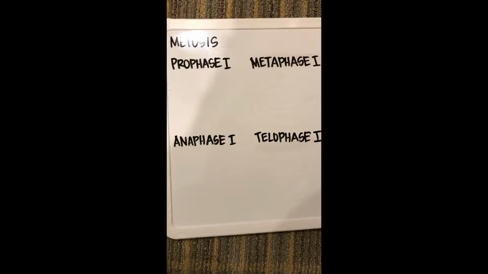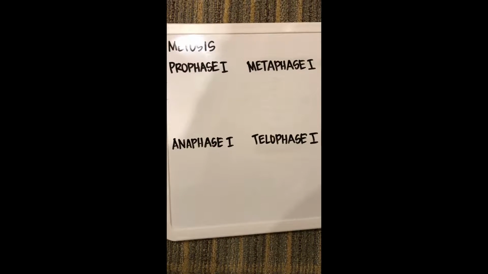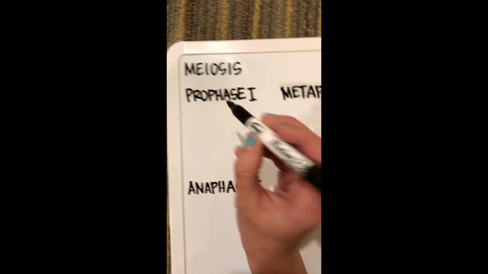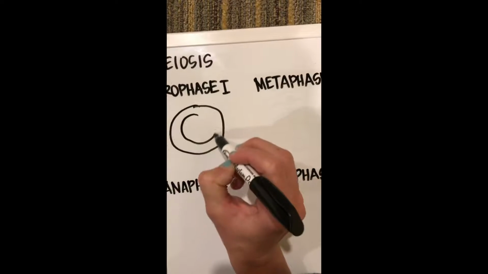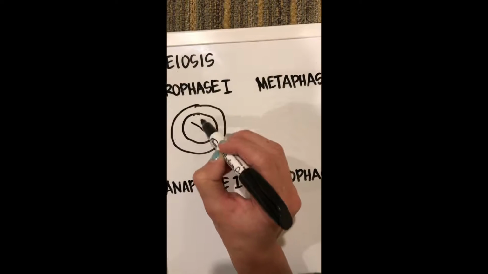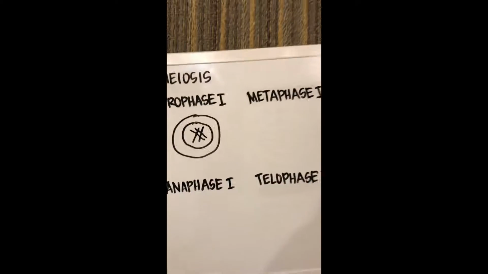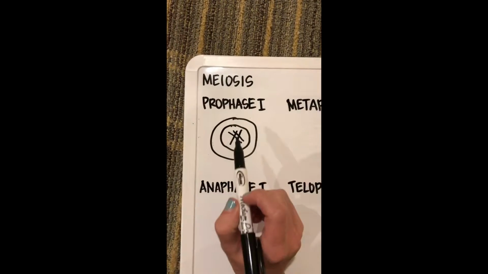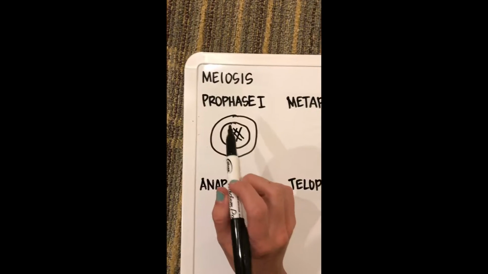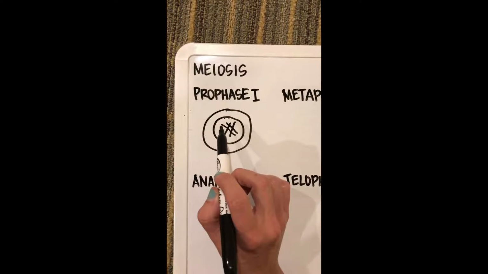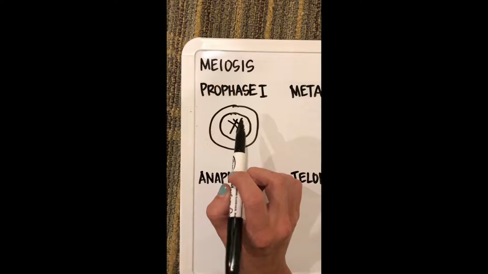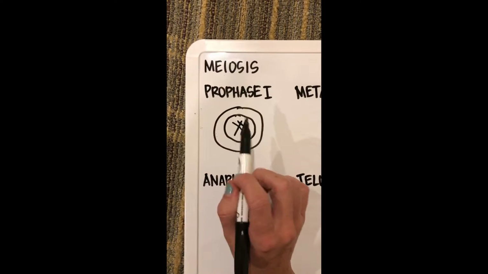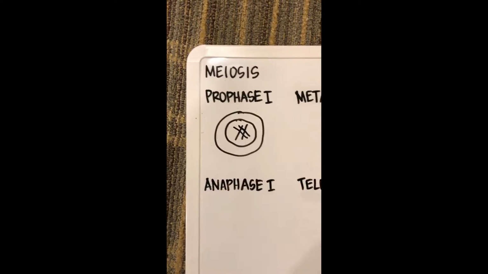However, in prophase 1, the chromosomes pair up, and crossing over begins to happen with the chromosomes. Crossing over basically means that some of the genes are transferred to a different chromosome for genetic variety.